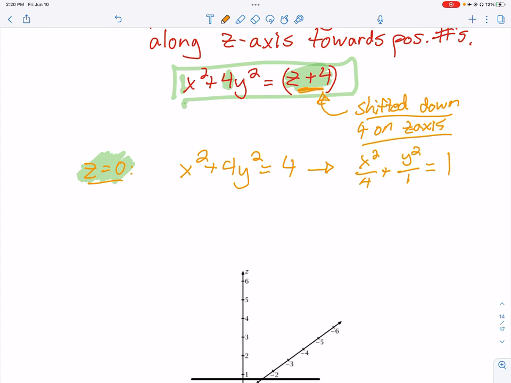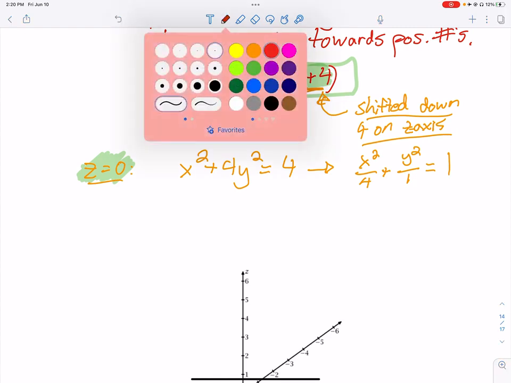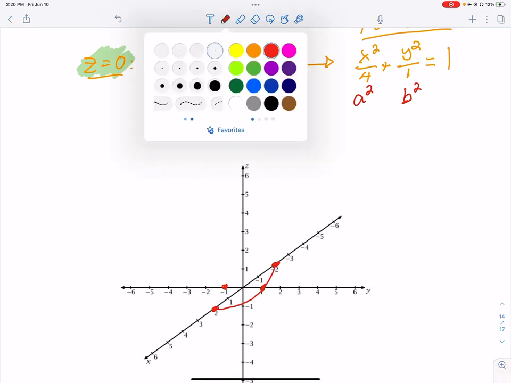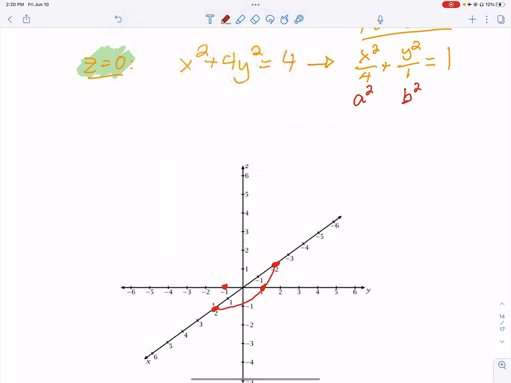So that's what you're going to be doing each time, is picking nice numbers to plug in for z, or the variable without the square. All right, so we know now when z is 0, we have this ellipse. So let's graph that. Remember, this is a squared, this is b squared. A is 2, so that's 2 in each direction. B is 1, so that's 1 in each direction. So I get this ellipse when z is 0. So let me get some dotted lines. All right, we have something like that.